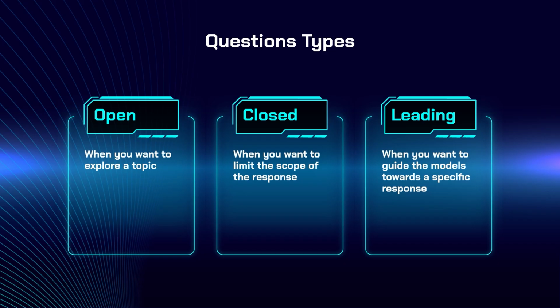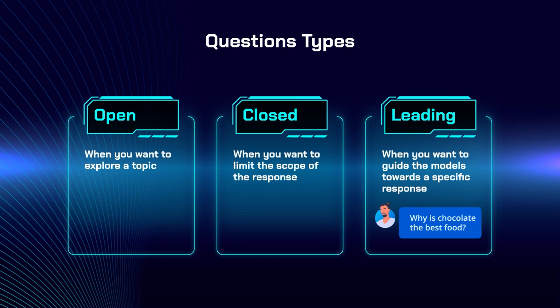Use open questions when you want to explore a topic. Use closed questions when you want to limit the scope of the response. Use leading questions when you want to guide the model towards a specific response. However, be careful with leading questions. They can bias the response towards a specific direction. Consider the question, why is chocolate the best food? This question includes the assumption that chocolate is the best food. This can bias the model to take a positive stance on chocolate.